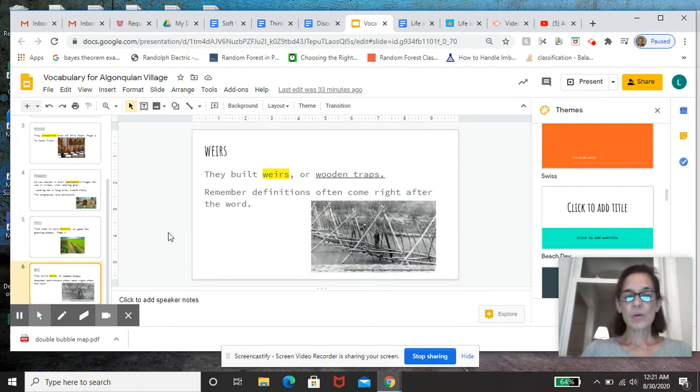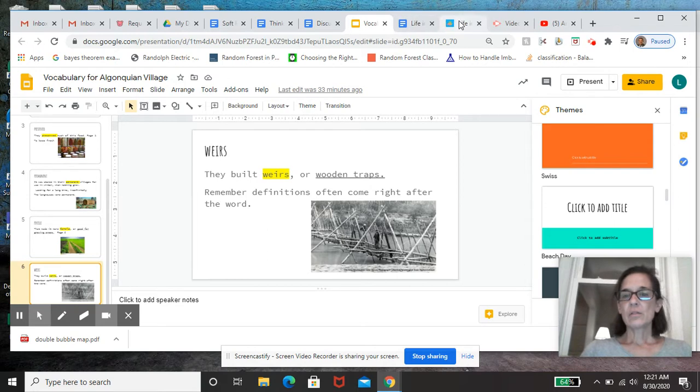Okay, then we have a weir, and it said in the text they built weirs or wooden traps. Look at that again. The definition is right there after the comma. You don't have to look it up. It's right there. So here is a picture of a weir, and they're still used today. They're just not wooden traps.